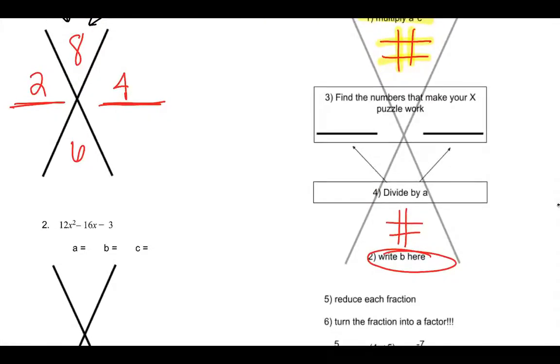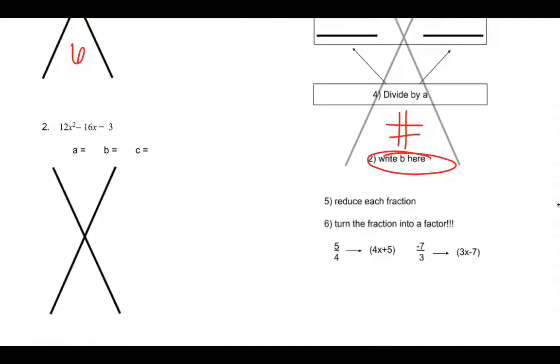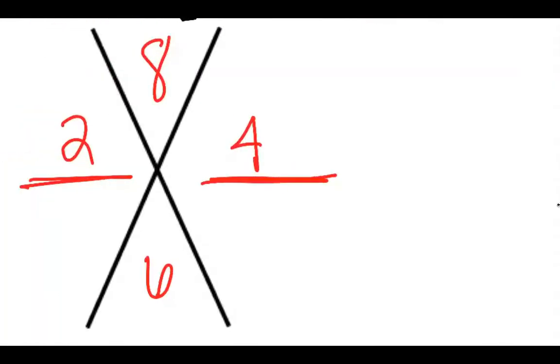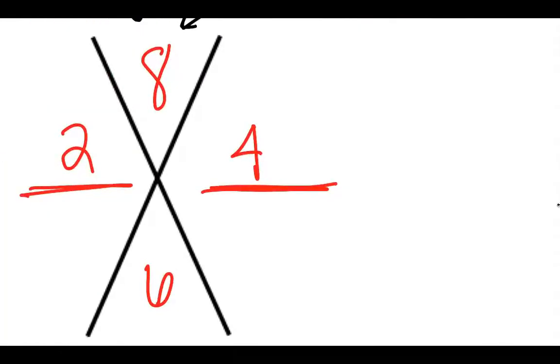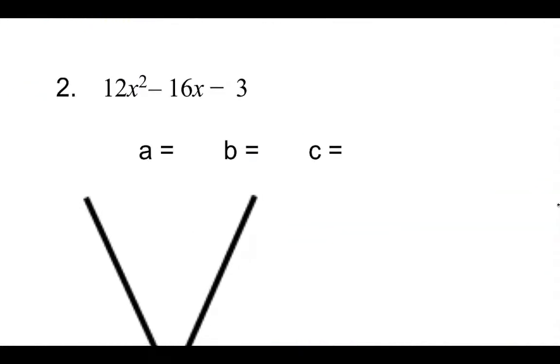Step 3 we just did. We found what factors work. We're going to go down here on day 2 to do step 5 and 6. So this is all we're doing today, is setting up and solving, which is stuff you already know how to do. So again, a is whatever's next to x squared. B is what's next to X. And C is over here by himself.